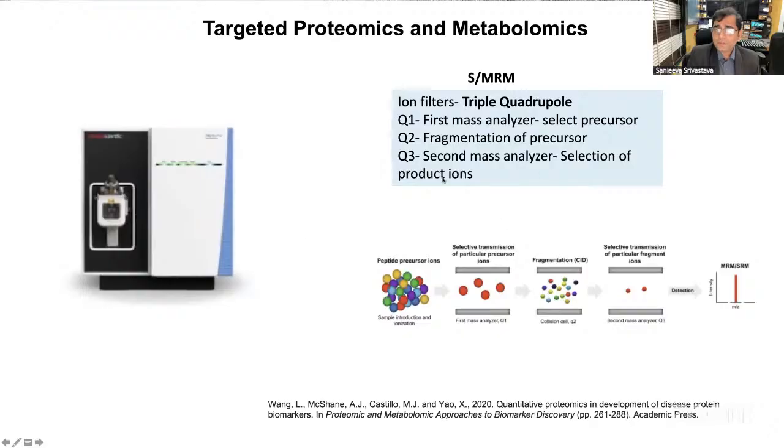Based on the first quadrupole, we select those abundant ions of interest. We fragment those in the collision-induced dissociation cell, and then we generate MS/MS in the second set of quadrupole. So this is known as triple quadrupole, and the assay is known as MRM, or multiple reaction monitoring. A similar type of work can also be done on the Orbitrap, which is known as PRM, or parallel reaction monitoring. So this is what I broadly wanted to give you as a heads up.